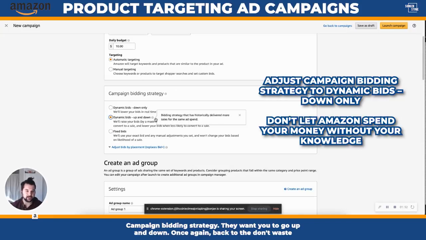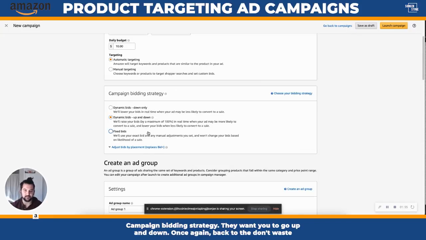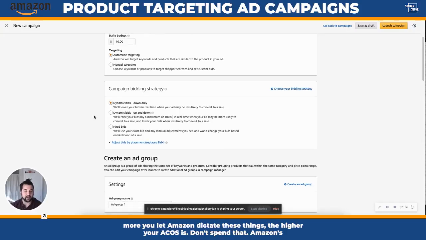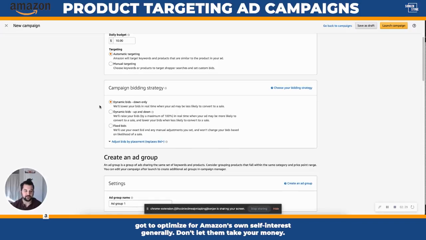Campaign bidding strategy. So they want you to go up and down. Once again, back to the don't waste money point. So I go down only. The reason I say don't go up and down is because we're going to be dialing in our bids based off certain factors. And then if you let Amazon go 100% up, then you have to drop that down, however much. And at that point, you should just have your bid be whatever it is. I've found that the more you let Amazon sort of dictate these things, the higher your ACOS is. Don't spend that. Amazon's got to optimize for Amazon's own self-interest generally. So don't let them take your money.